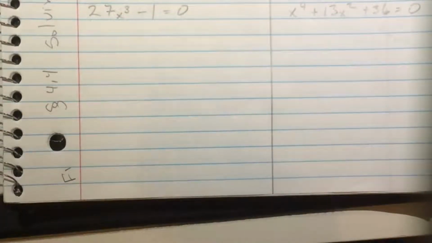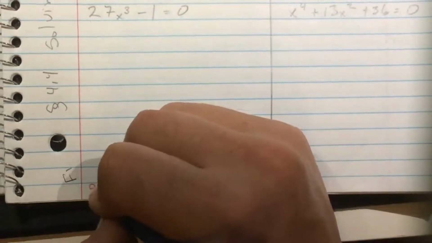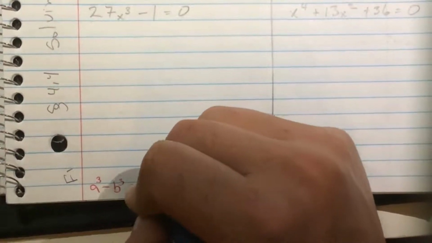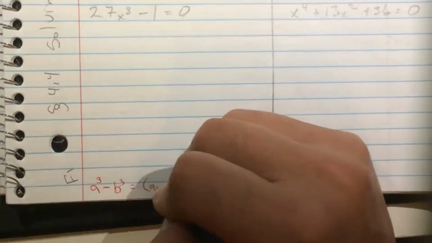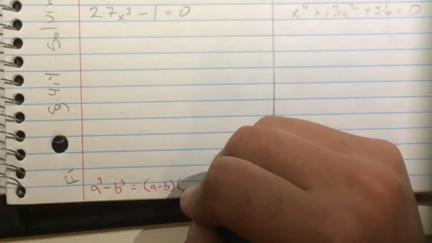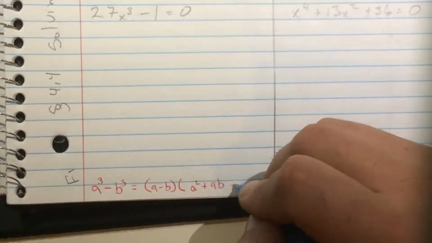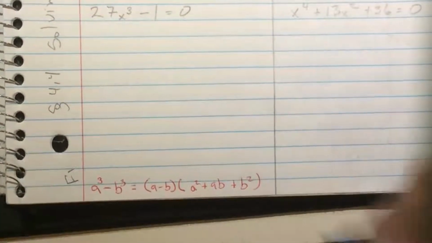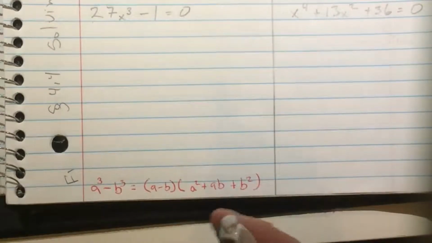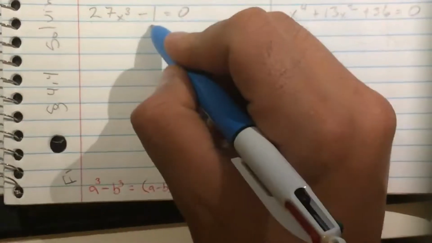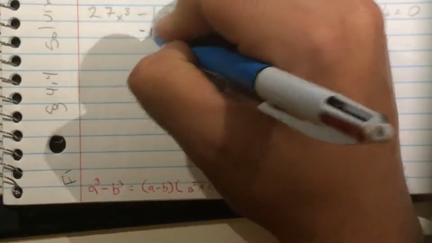I'm going to do it in, let's do it in red. So it's actually a cubed minus b cubed is equal to a minus b times a squared plus ab plus b squared. So the first thing we have to do is establish our a cubed and our b cubed. So b cubed is easy. B cubed is just going to be negative 1 cubed equals 0.